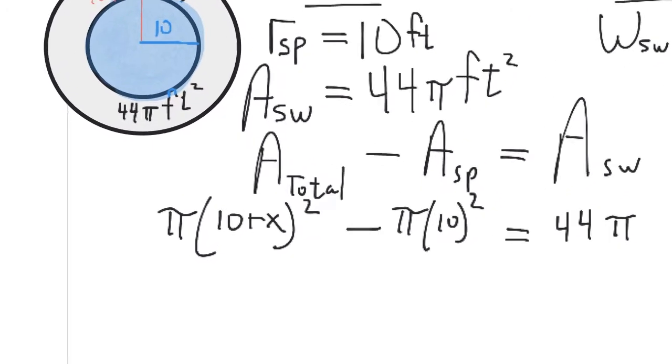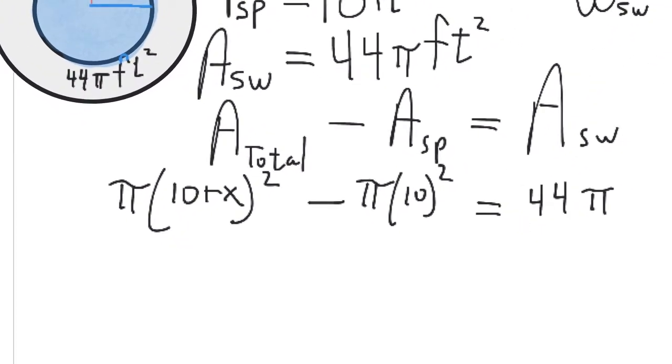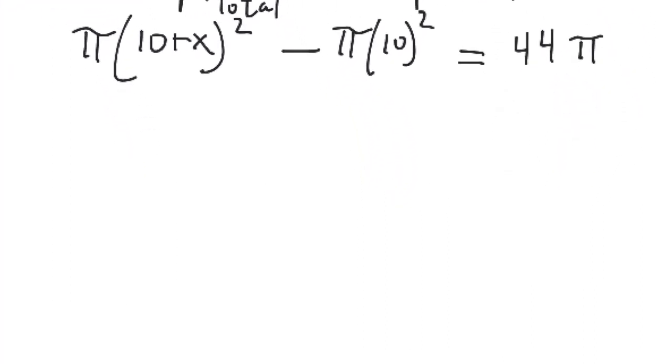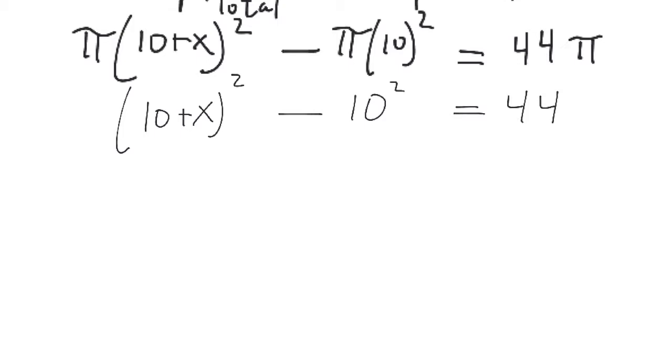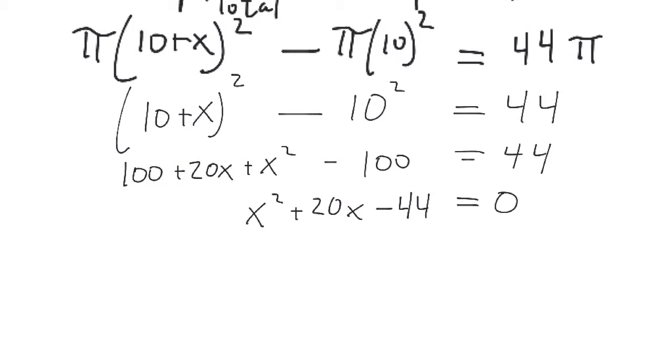So now here we have an equation, and the only unknown is x. First thing I want to do is divide all the terms on both sides by pi. I think that'll simplify everything to get that pi out of here. The quantity 10 plus x squared minus 10 squared equals 44. We do a little squaring, a little foiling, and we get 100 plus 20x plus x squared minus 100 is equal to 44. Combining like terms and rearranging things a little bit, we get x squared plus 20x minus 44 equals 0.